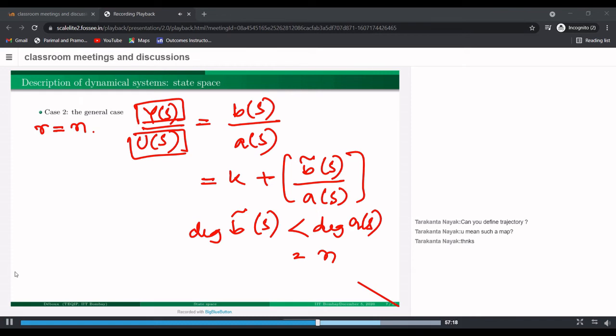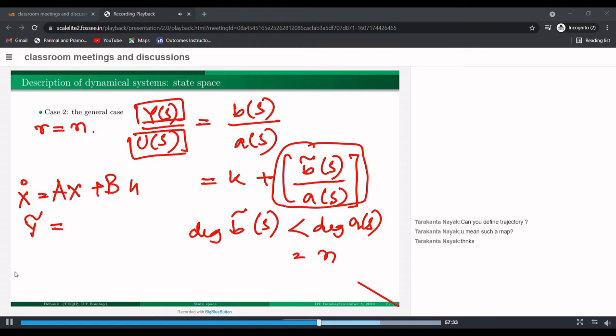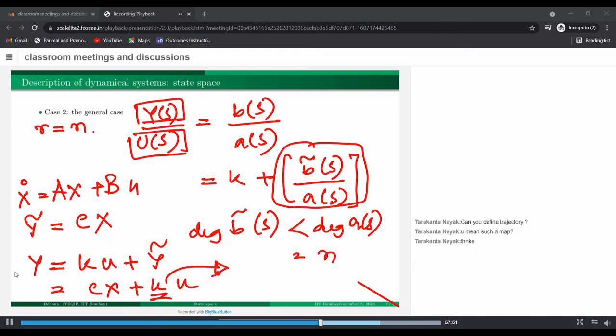So I have to have a y tilde kind of an output. So I will consider this as my transfer function and obtain a state space representation, which will give me x dot equals Ax plus Bu, but y tilde equals some Cx. And then I will realize that this actual y is nothing but k times u plus y tilde. So in this case, this will turn out to be Cx plus ku. So this k in control theory is what is known as the D matrix.